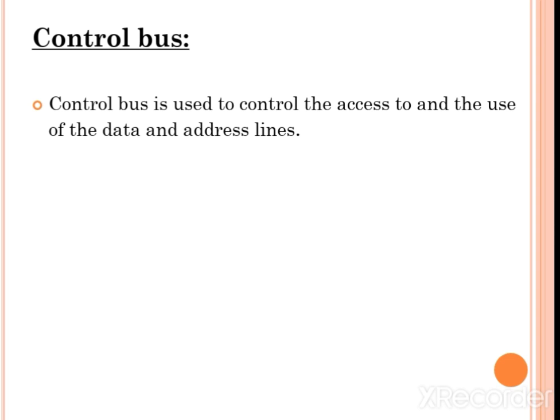That is about internal bus. Types of internal bus: there are three types. I repeat: data bus, address bus and control bus. Data bus affects the speed of the computer, and this bus speed is measured in megahertz, and the higher the bus speed, the faster the processor speed. Address bus is the transfer of address between the devices that takes place by the address bus. Control bus is used to control the access to and the use of the data and address lines.